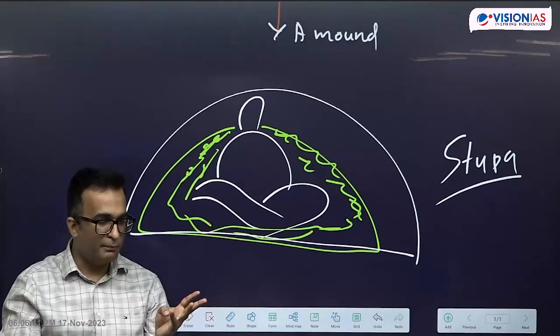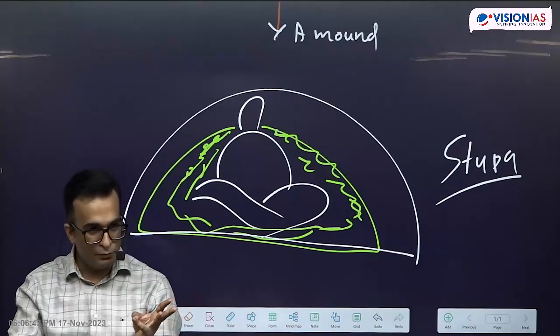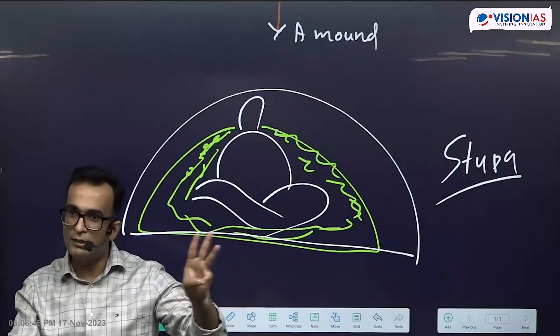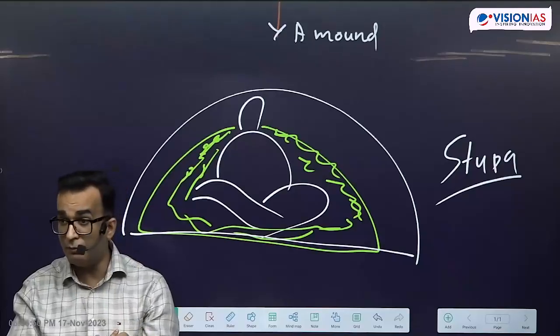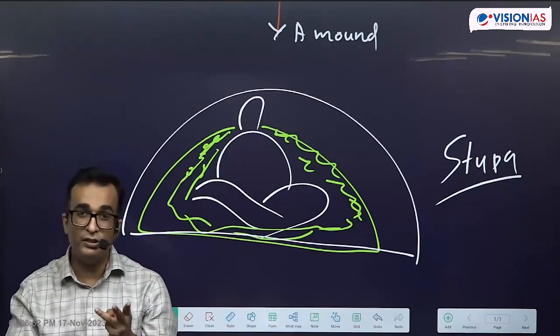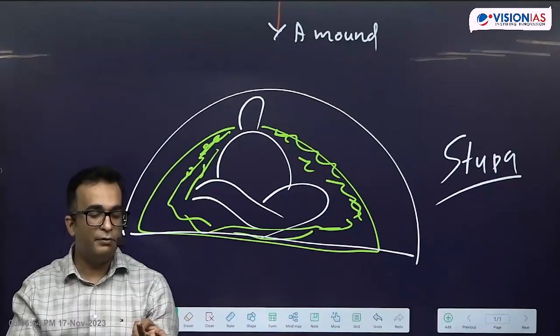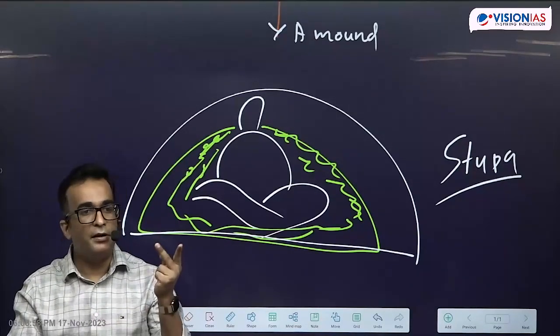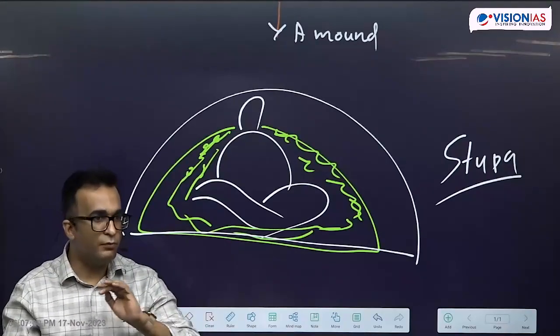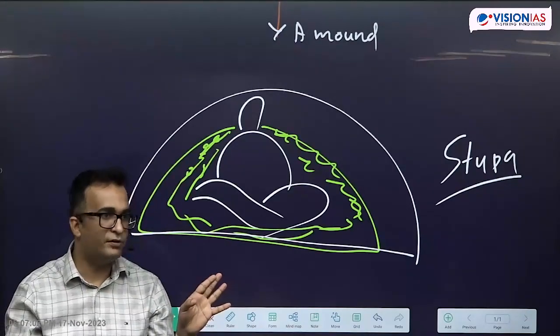So Pava, Pipalvina, then Kapilavastu, which was the principality of the Buddha. Apart from it, Ramagram, Vethadeep, Alakappa, Vaisali and Rajgir. So these were the places where the early stupas were created.